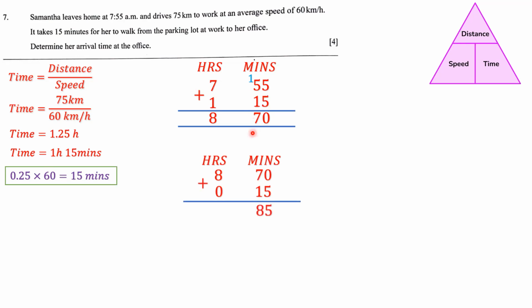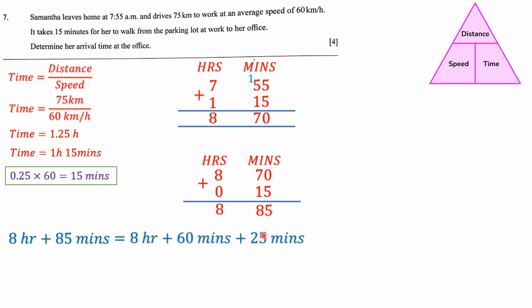And when we add them, it's going to be 0 plus 5, which is 5, 7 plus 1, which is 8, and 8 plus 0, which is 8. So the time that she arrived at the office is going to be 8:85. Now, we don't say 8:85 in everyday language. We recognize that every hour is 60 minutes. So we're going to subtract 60 from 85. And so 8 hours and 85 minutes is actually 8 hours, 60 minutes, and 25 minutes.